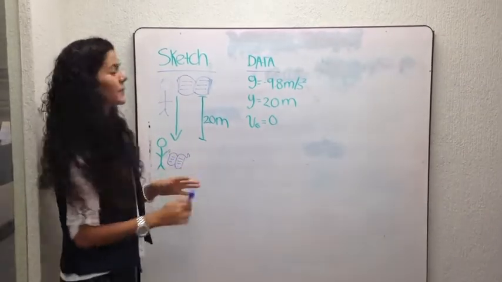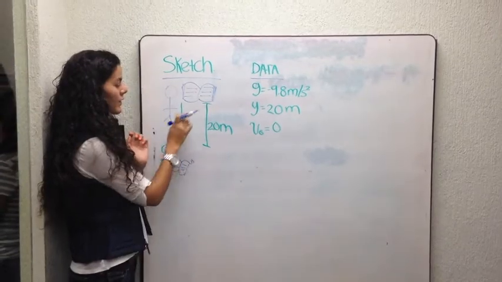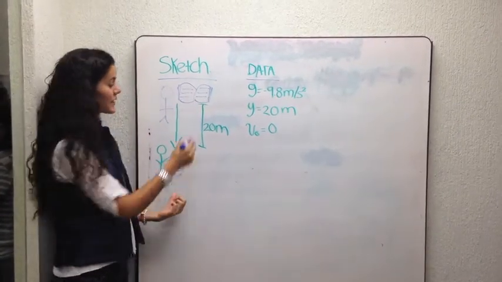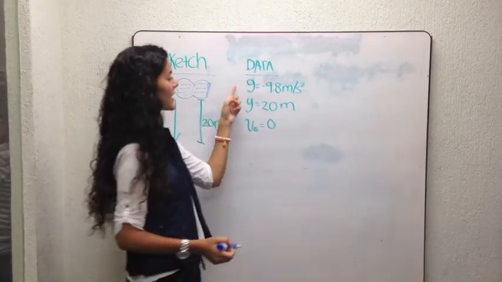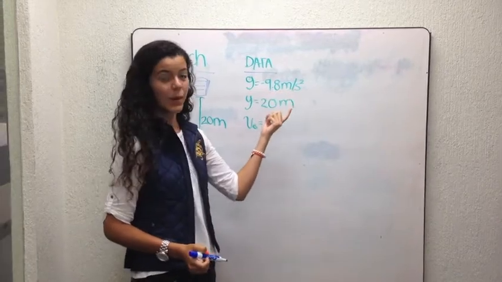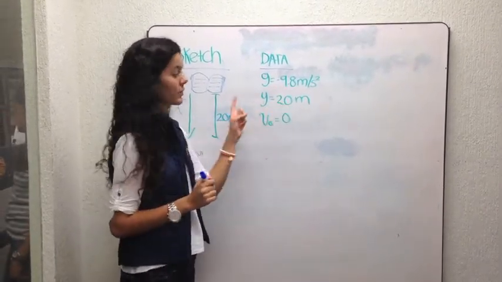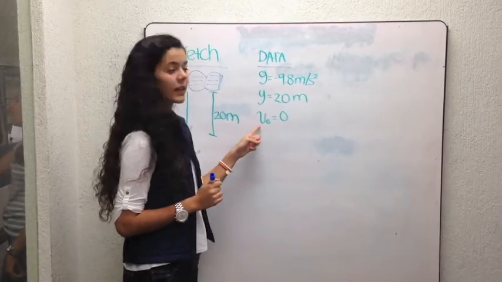Okay, so first we're going to sketch the problem. There's a boy that throws his book to his friend that's 20 meters apart. So now the data is gravity, which is equal to minus 9.8 meters per second squared, and then the distance, which is 20 meters, that's y, and the initial velocity, which is 0.